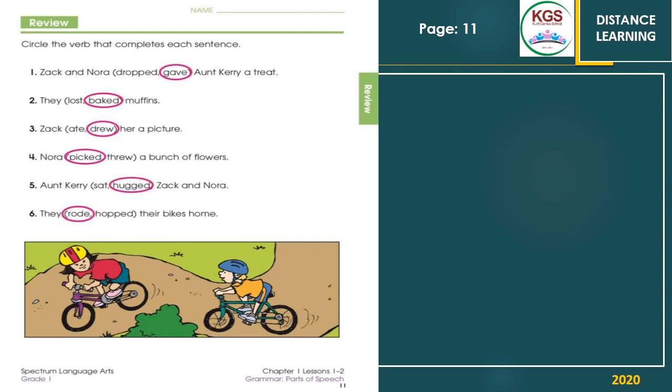Good job. Let's go to number 6. They rode or they hopped their bikes home. Do we ride bicycles or do we hop them? We cannot hop them. We will ride them, okay? So they rode their bikes home. Circle the verb rode. Excellent.